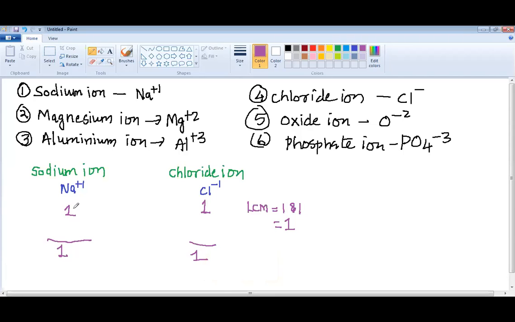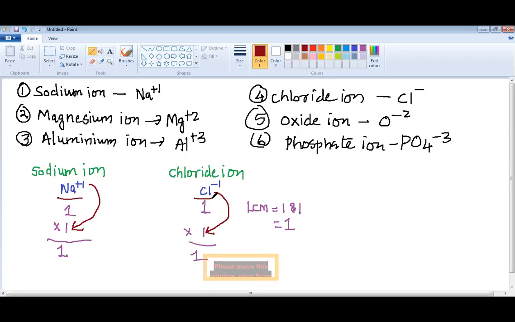Now we need to multiply this number so that we get the value of LCM. So 1 multiplied by 1 gives us 1. Here also 1 multiplied by 1 gives us 1. And now, my dear students, using this number that we have multiplied with, we will make an arrow. Please understand this. This is how we will make an arrow. This is the number of this ion we need to make the compound.